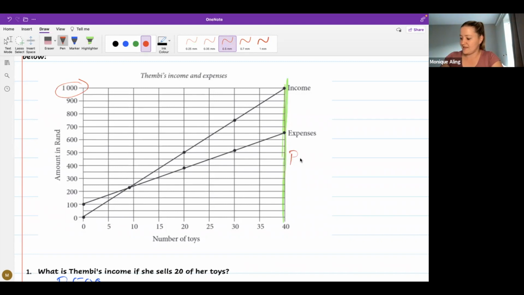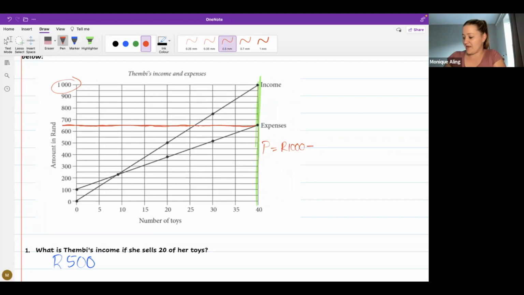So remember, profit is 1,000 Rand minus our expenses. Now I'm going to try and draw a relatively straight line here, but in a test you will use your ruler. And we see that it does fall in between 600 and 700. So our formula is going to be 1,000 minus 650, giving us a profit of 350 Rand. So yay to about 50% of you. The rest of you totally understand, I had to look twice.